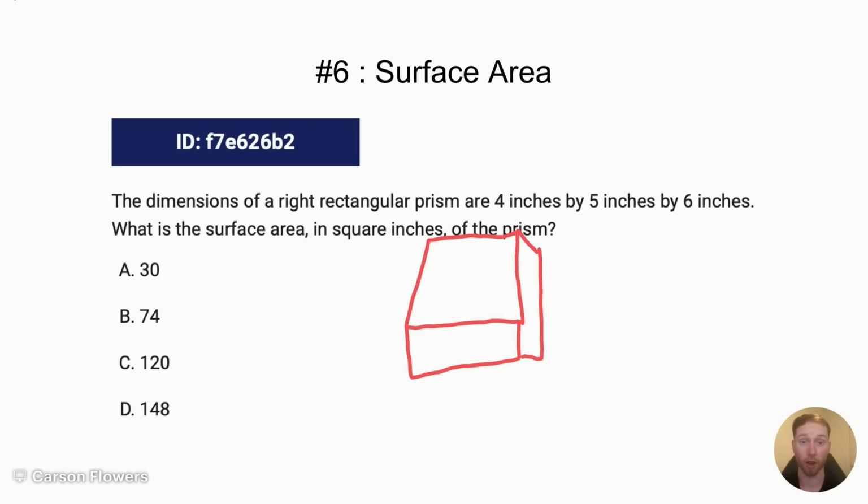To find the surface area of this right rectangular prism, I'm going to have to find the area of all of its sides and then add them together. So let's go ahead and do that, but let's label them with the numbers first.